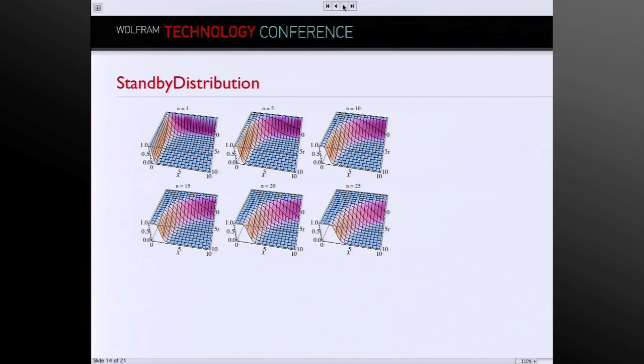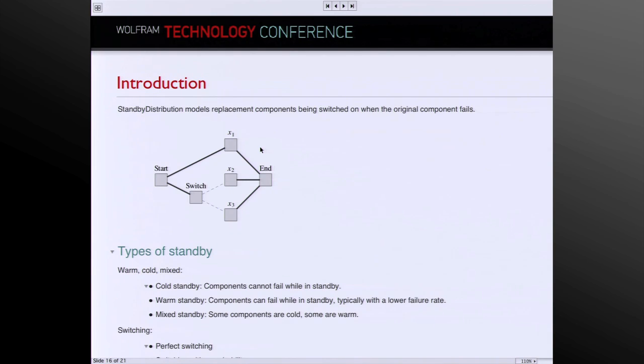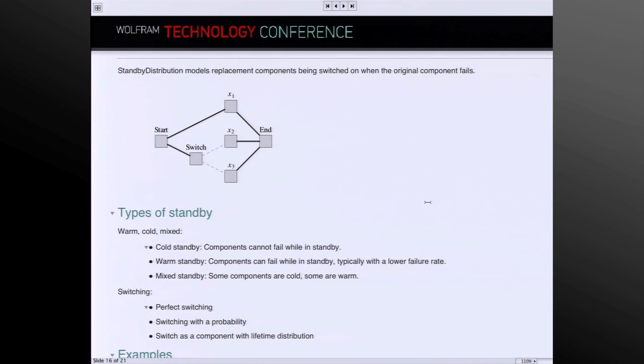Okay, in standby you have a system which will use one component at the start, and then you'll have a switch, switching in other components as you go. Now this switch can be perfect, or it can also have some failure rate associated with it. So we support that, and you can also have different distributions for the components in standby. So a component that is in standby could be just a perfect component, nothing happens to it, or it could degrade, it could just get worse with time. So this is what it's called: cold standby, warm standby, and mixed standby.